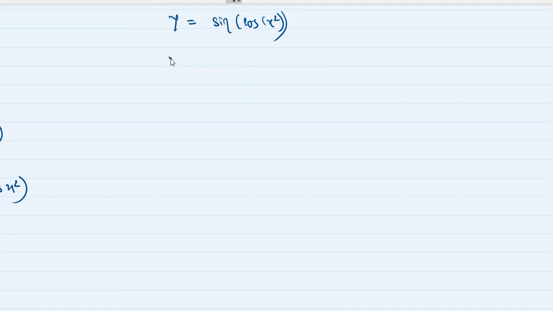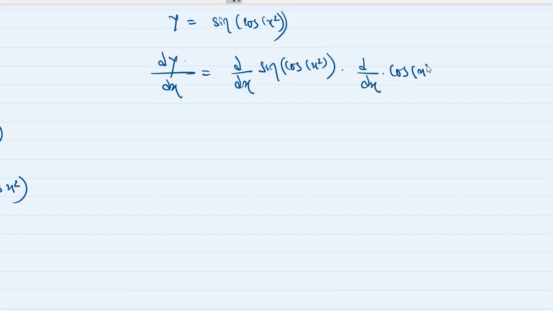See, dy by dx is equal to d by dx of sine of cos of x square, multiplied by d by dx of the inside one, that is cos of x square, multiplied by d by dx of x square. So this is very easy. Now see, don't touch the inside stuff. Here the inside stuff is cos of x square. I have to imagine that cos of x square is nothing but x.